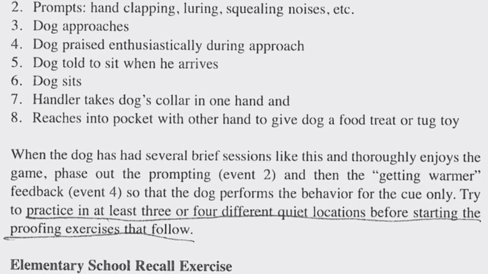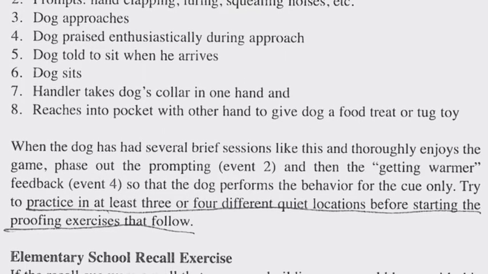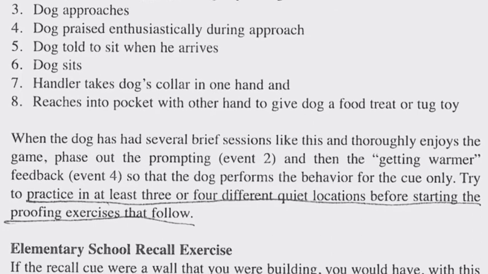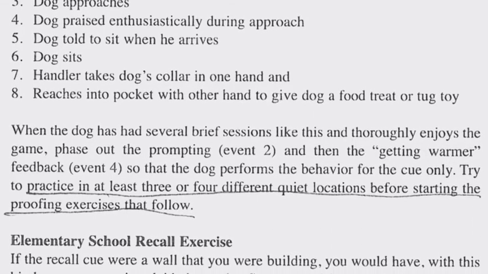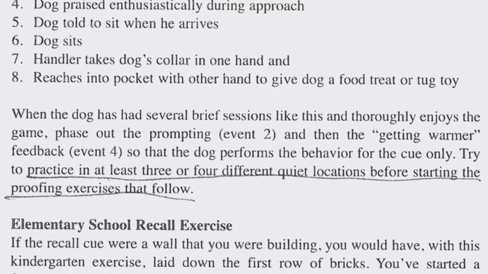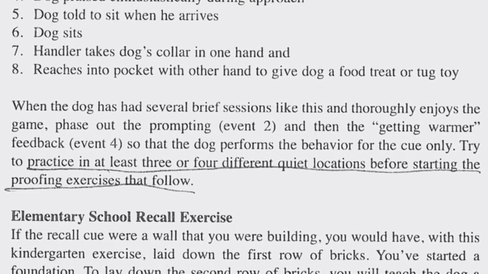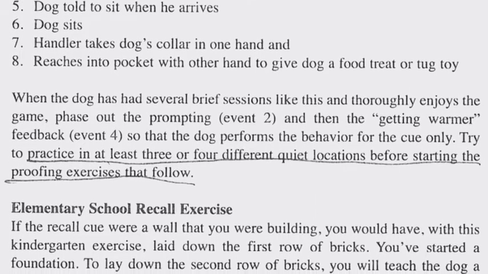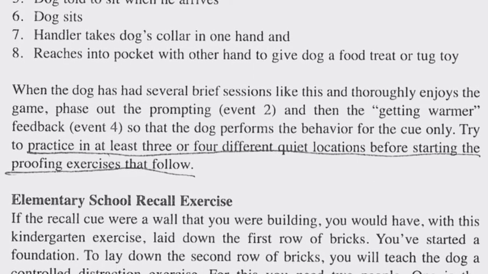When the dog has had several brief sessions like this and thoroughly enjoys the game, phase out the prompting, event 2, and then the getting warmer feedback, event 4, so that the dog performs the behavior for the cue only. Try to practice in at least 3 or 4 different quiet locations before starting the proofing exercise that follows.